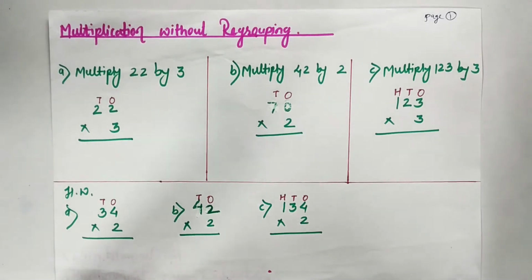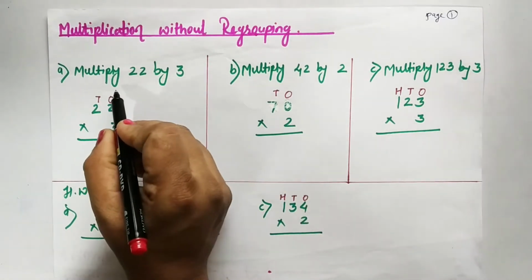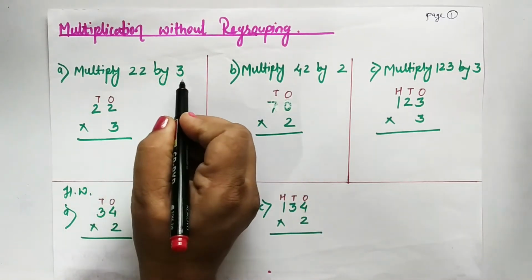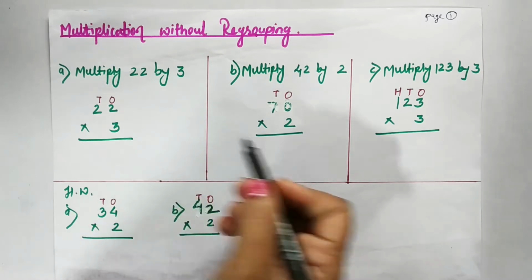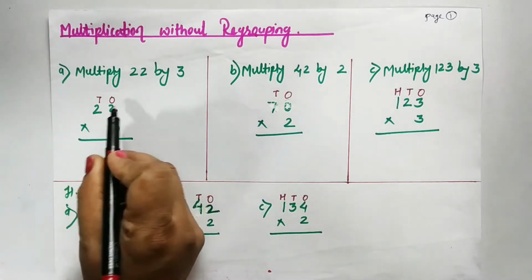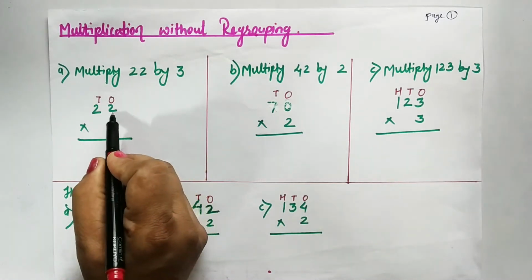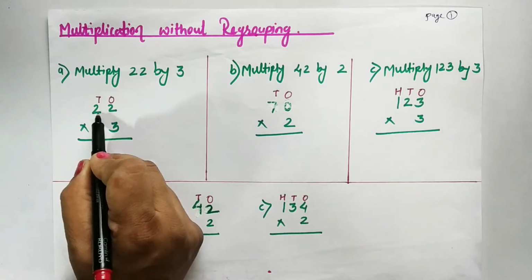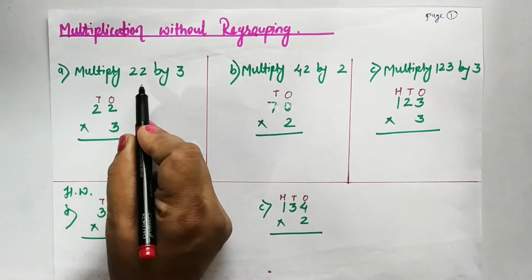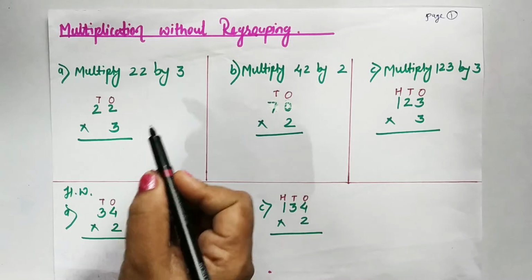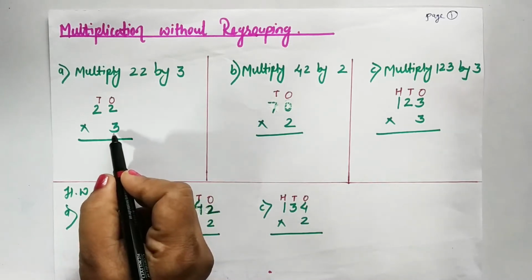Here the first question is given: multiply 22 by 3. First of all, write the number 22. This is the ones place and this is the tens place. Multiply 22 by 3, and the 3 you have to write below the ones place.